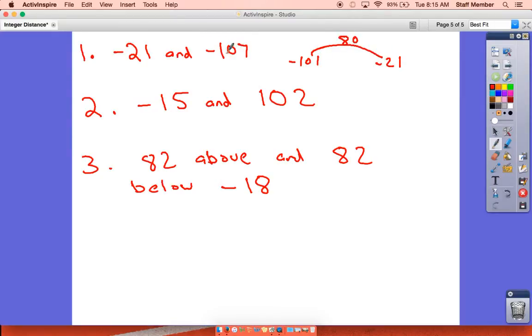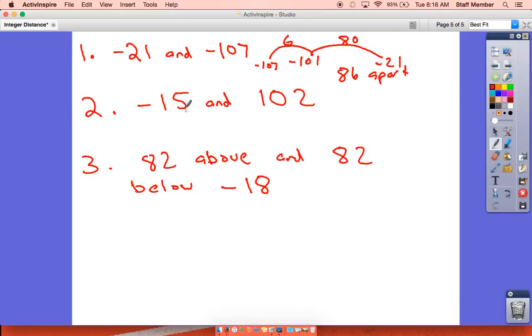And now I need to get to negative 107, which would be over here somewhere. And that would be 6 apart right there. And if you have to count individually, you can. Negative 102, negative 103, negative 104, negative 105, negative 106, negative 107. That's going 6 places to the left, or 6 places more into the negatives. So if we total that up, 80 and 6, these are 86 apart.